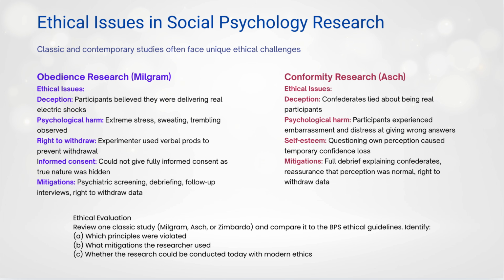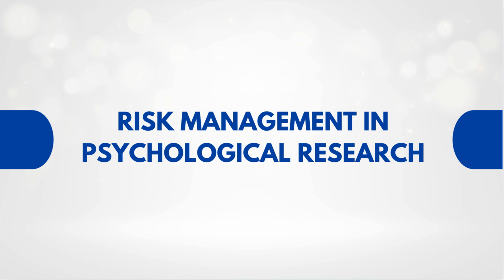Many famous studies face ethical issues. For example, in Milgram's obedience study, the issues included were deception, psychological harm, and problems with the right to withdraw. In Asch's conformity study, the issues included were deception, embarrassment, and temporary loss of confidence. Researchers attempted to reduce these issues through debriefing and allowing participants to withdraw their data.